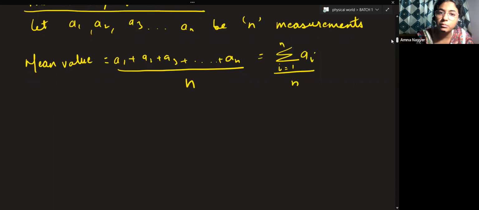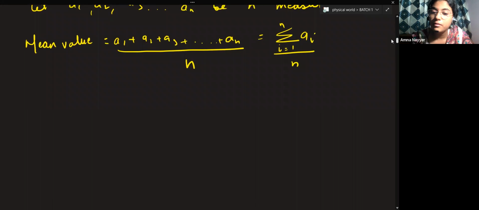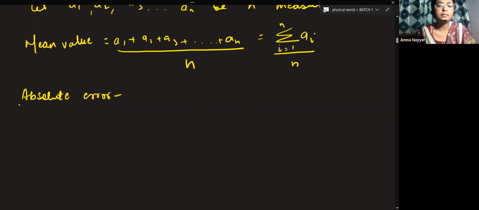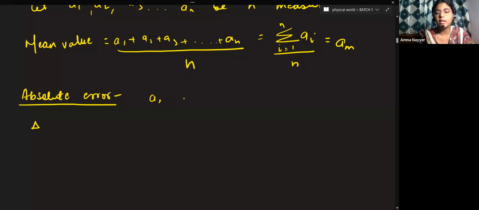Now, apart from this, from here the error begins. The first error that you get is known as the absolute error. For example, let's say you have solved this and you have gotten a value AM, meaning the mean value. Now, absolute error means, AM is the mean value, just clarifying.